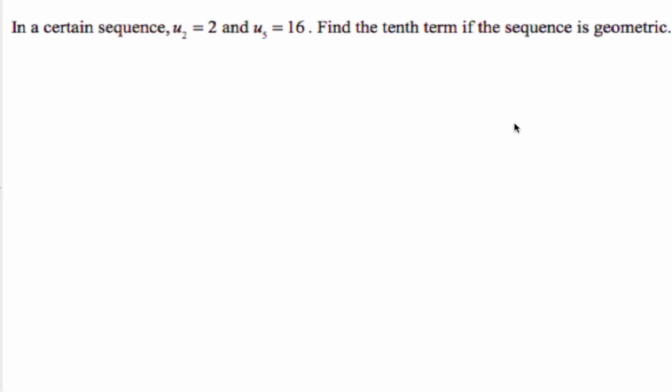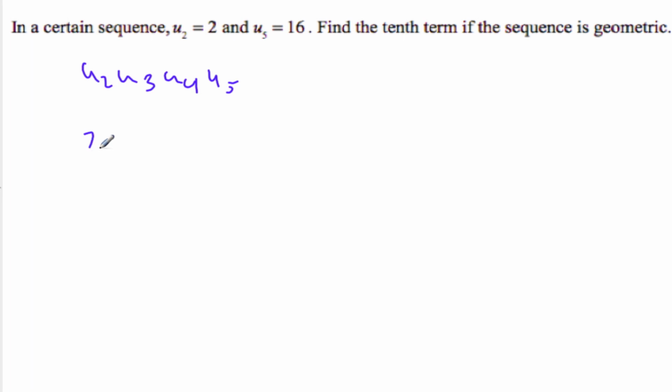Okay, so now I have a geometric sequence, and I'm trying to find the 10th term. I'm going to do it two different ways. One, I'm going to do in a more conceptual, intuitive way. Another way, I'm going to do it with formulas. So I know I have U2, U3, U4, and U5.